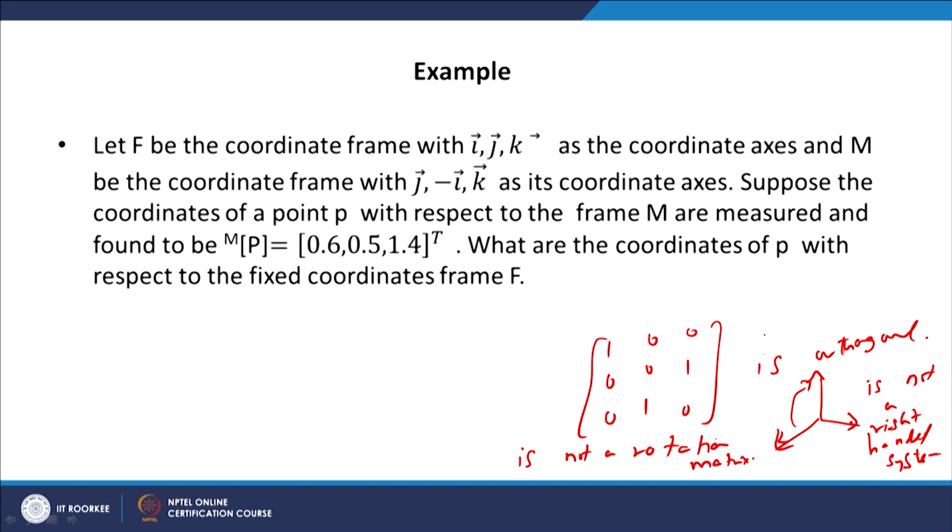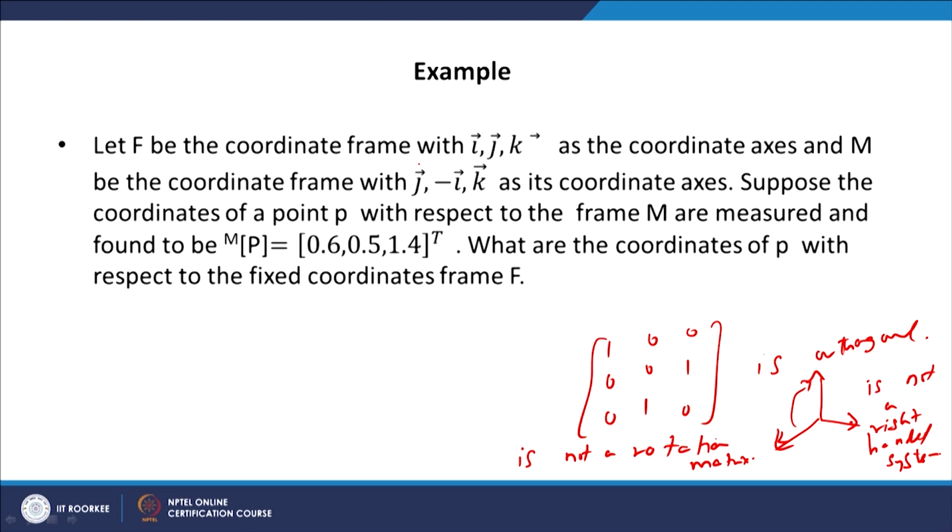So, for example, if F is a coordinate frame with i, j, k as the coordinate axes and M is another coordinate frame with the first axis as j, second as minus i and third as k, this will form a right hand system. Now, if you give a point P with respect to the M frame as 0.6, 0.5 and 1.4, then what will be the coordinates with respect to the F frame?